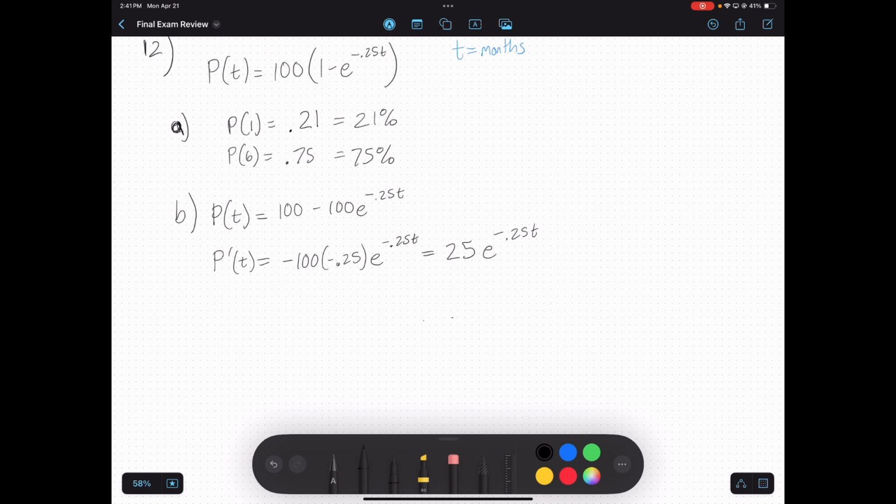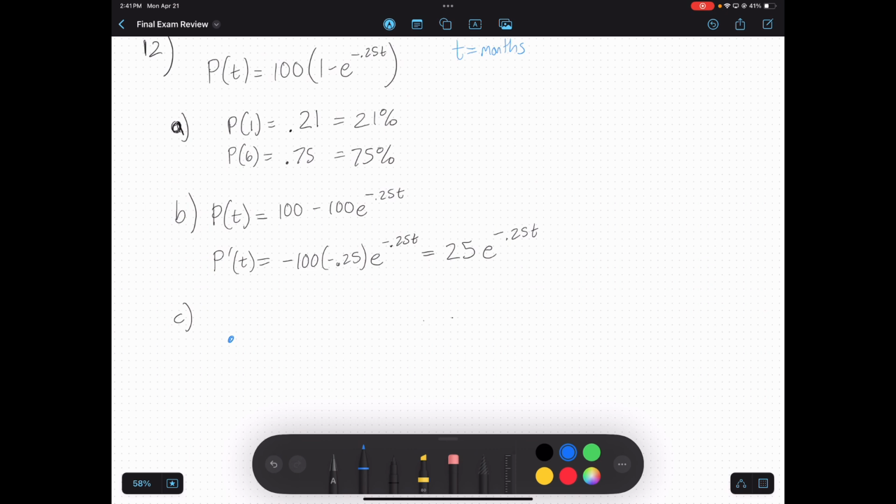Okay, C. This one's interesting because it has you find the derivative in part B, but then you don't actually use it for any of the future parts. So part C is just asking, how long will it take before 90% of doctors prescribe this medication? So if I'm looking for that, how do I solve that? 0.9 equals... I'm plugging 0.9 in for P.